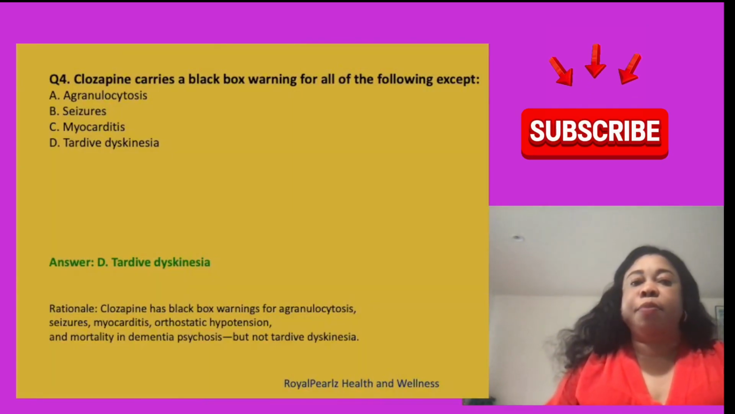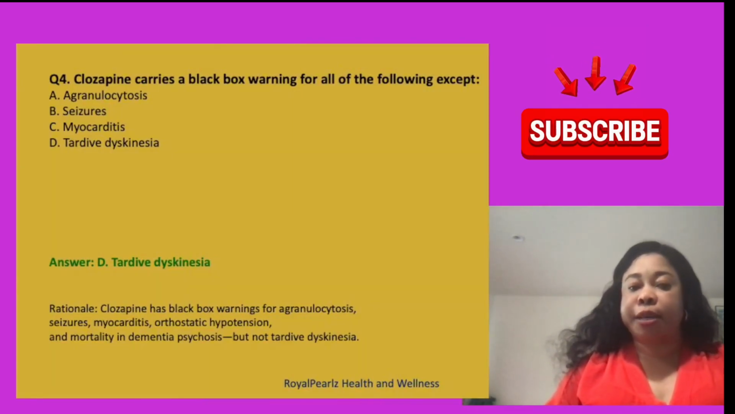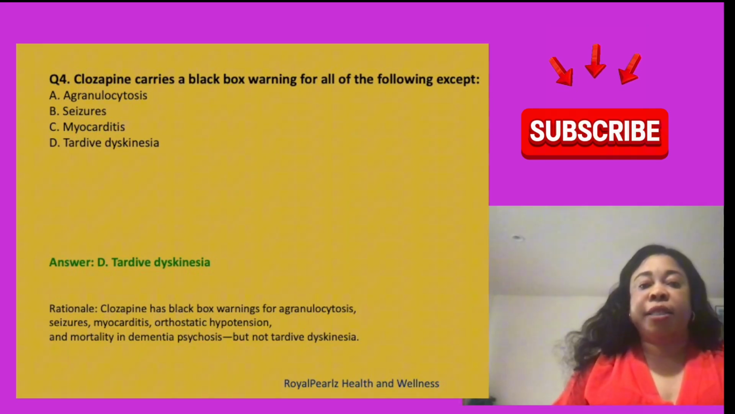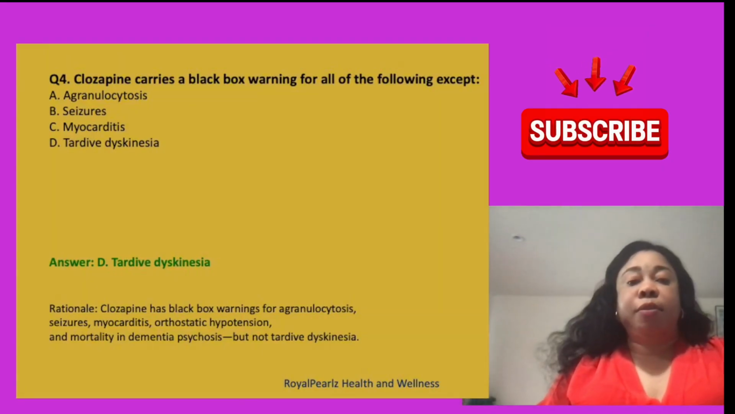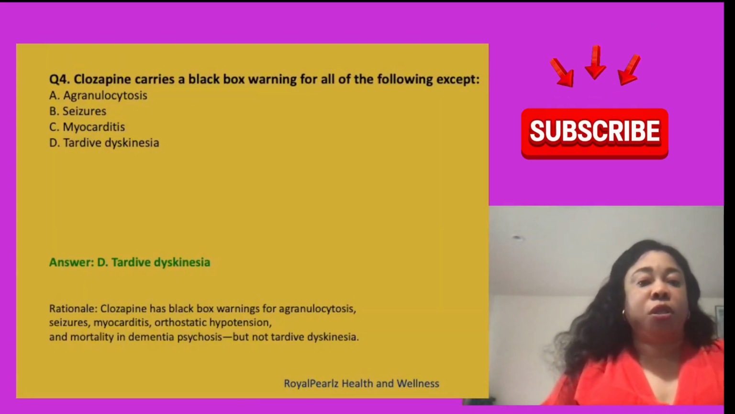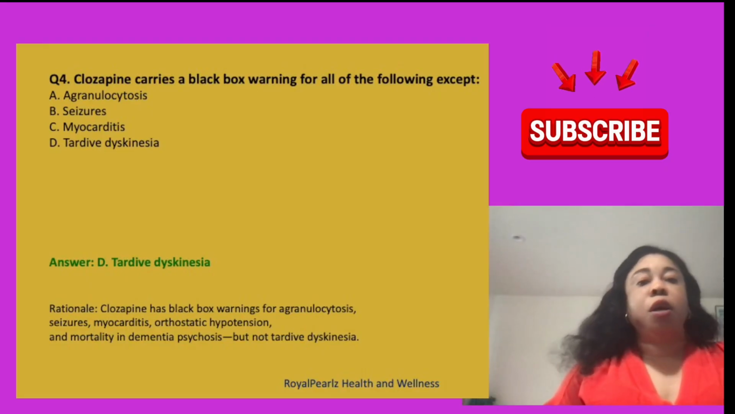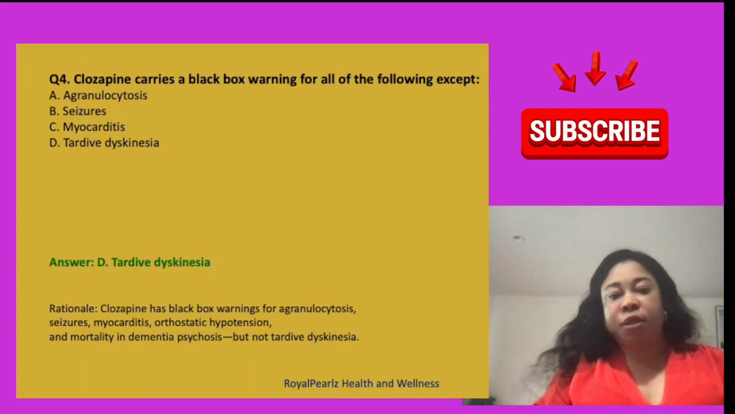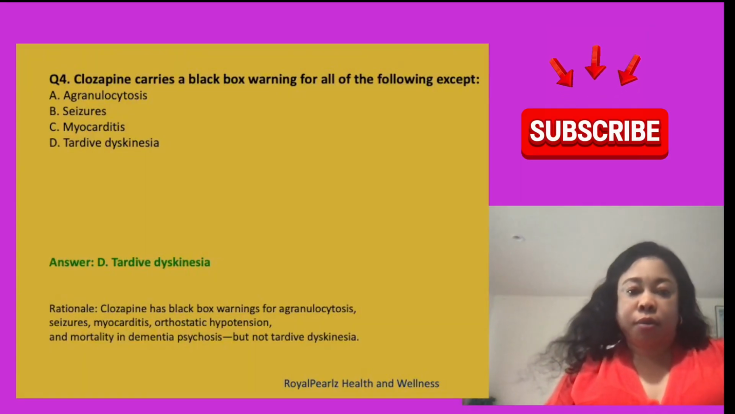Number 4, clozapine carries a black box warning for all the following except A, agranulocytosis, B, seizures, C, myocarditis, D, tardive dyskinesia. The answer is tardive dyskinesia. The rationale here says clozapine has a black box warning for agranulocytosis, seizures, myocarditis, orthostatic hypotension, and increased mortality in elderly patients with dementia psychosis, but not tardive dyskinesia. So you need to remember this during your exam. If you see this question, remember this.